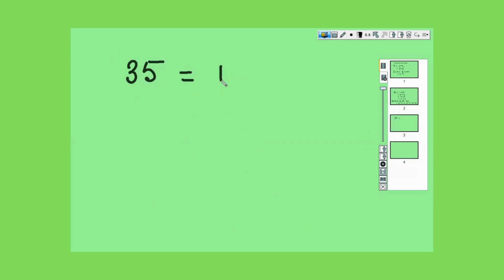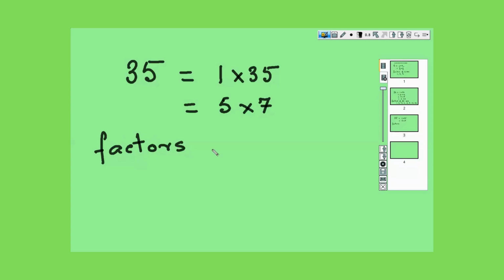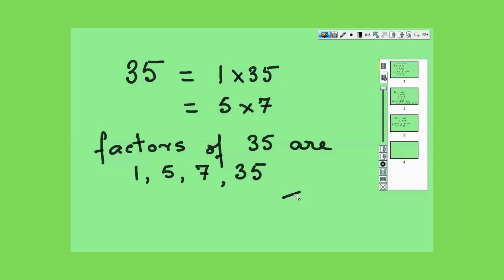35 can be written as 1 into 35. It can be written as 5 into 7. I hope this is clear. I don't think any other number is possible. So I write down like this: factors of 35 are 1, 5, 7, and 35. So this is the way we write down factors. I hope this is clear.